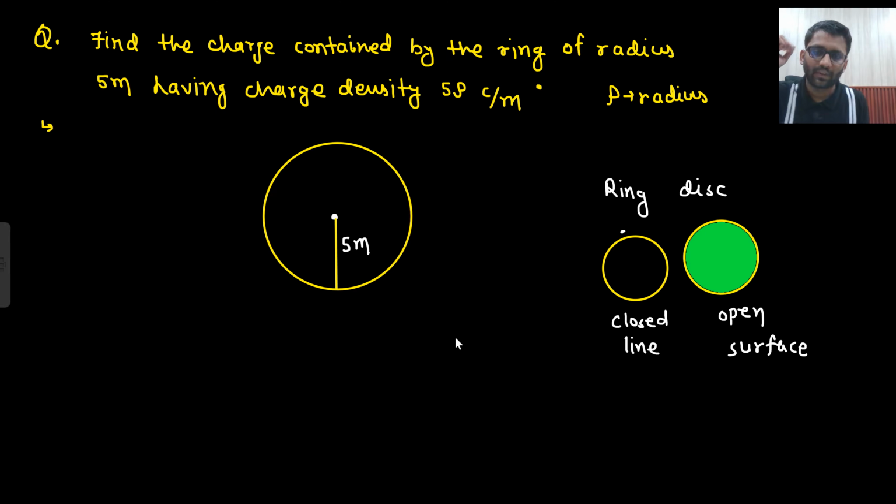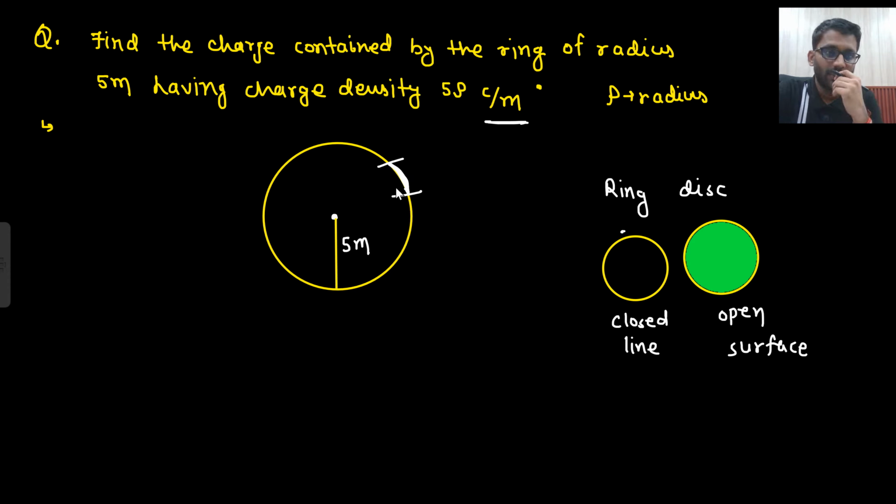It has a radius of 5 meter and a charge density of 5 rho coulomb per meter. Charge density. Have you heard this term? No? But can you see the unit? Yes, coulomb per meter. That means on 1 meter, 5 rho coulomb charge is there.